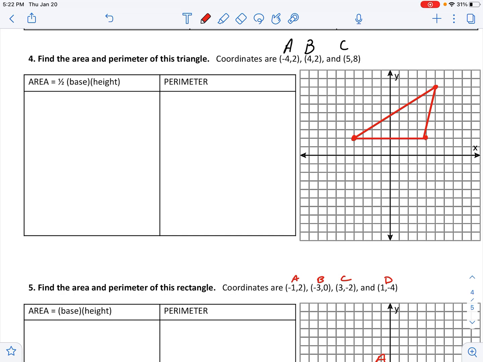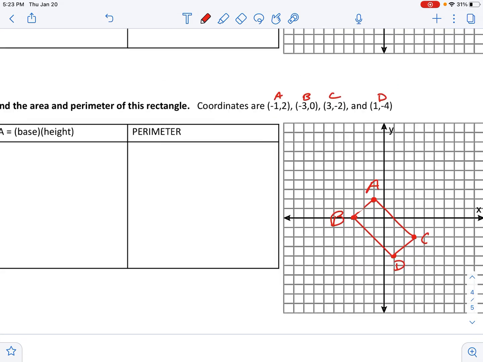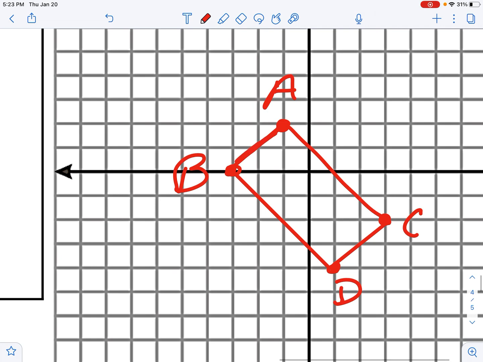On this topic, we're going to talk about geometry and specifically the area and perimeter of a triangle and a rectangle in the coordinate plane. These problems are a little bit tougher, specifically the first one. So I'm going to start with the easier one down on the bottom.